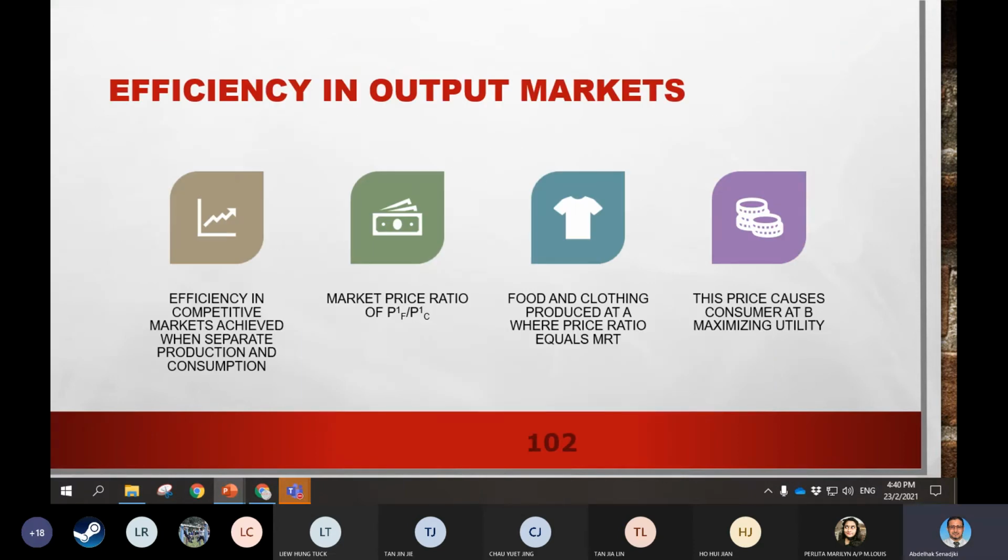So I remember now, the figure that we have seen shows that the efficient competitive output market is achieved when the production and consumption choices are separated. To do that, suppose the market generates a price ratio of PF1 divided by PC1. This is the ratio. So if producers are using inputs efficiently, they will produce food and clothing at point A.